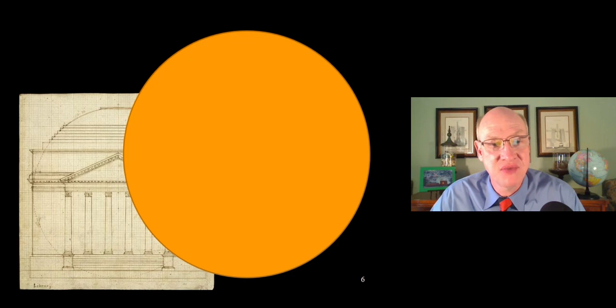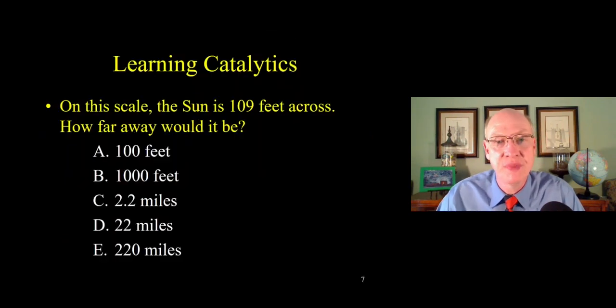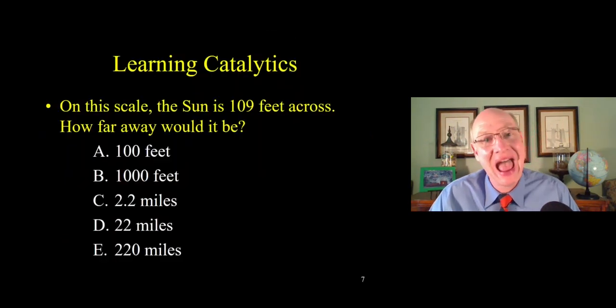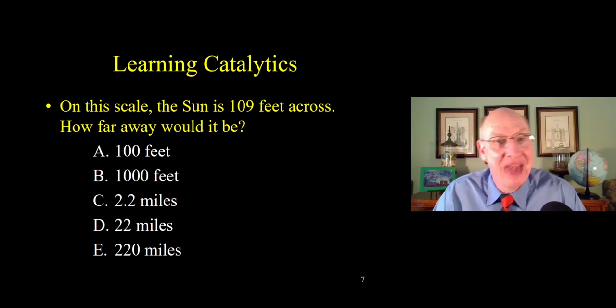Again, 109 feet instead of 75 feet across. So it's about 1.5 times bigger than the rotunda. Now the question is, in our scale model, if the sun is represented by a globe that's 109 feet across, how far away would it be? And again, I don't want you to look up or compute the answer to this. I want you to use your gut feeling on this one.